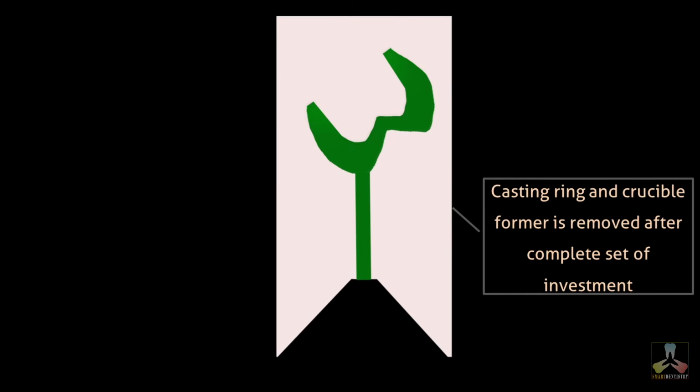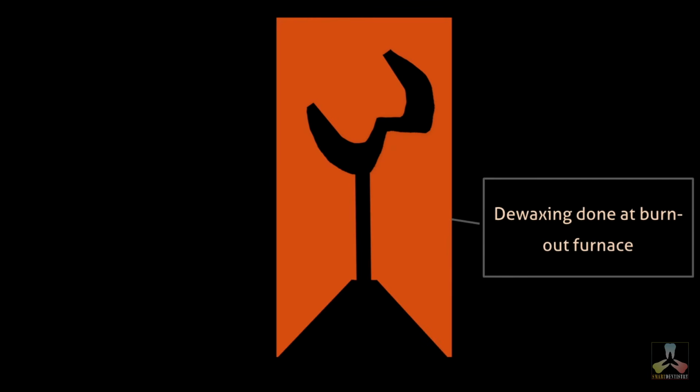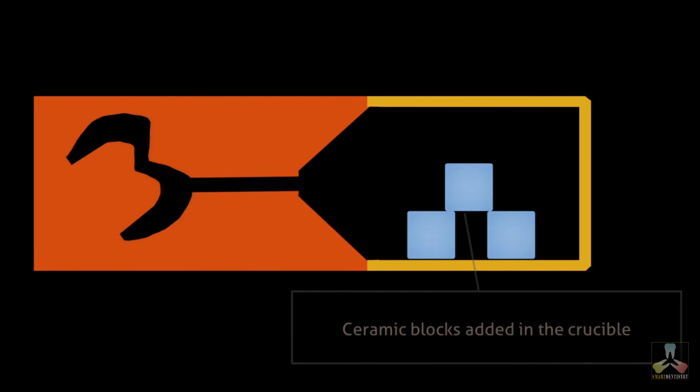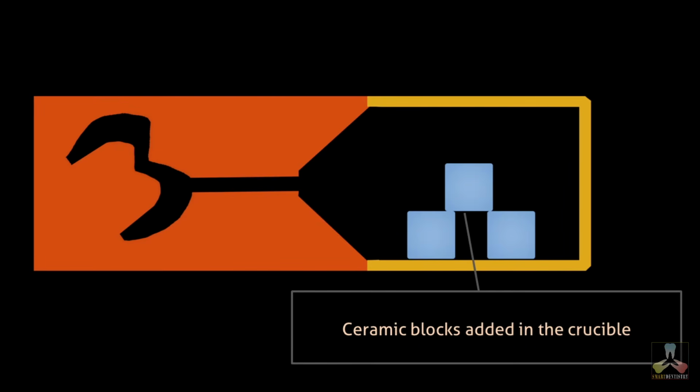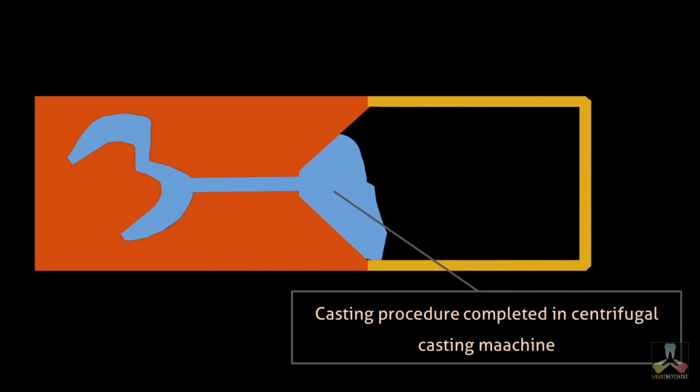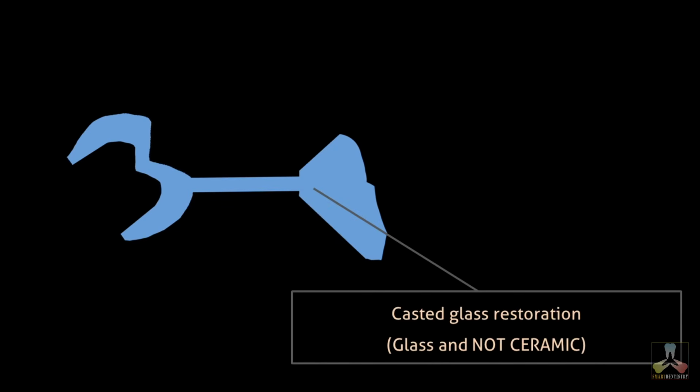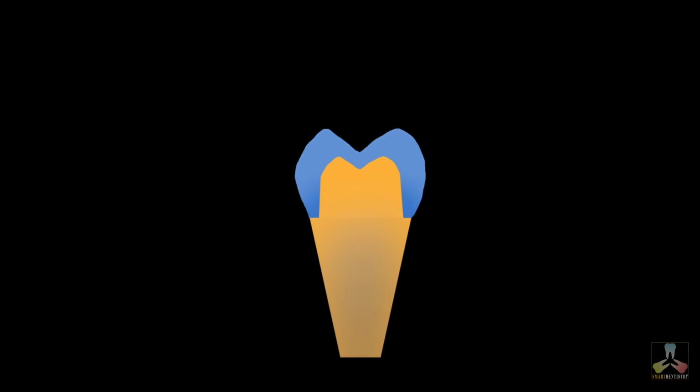The set investment is then heated in a burnout furnace. When the investment is hot, it is loaded in a centrifugal casting machine. Ceramic blocks are added as per the requirement in the crucible. The casting machine is activated and the casting procedure will get completed in a couple of minutes. The casting is then retrieved carefully. The obtained restoration is trial fitted in a die.